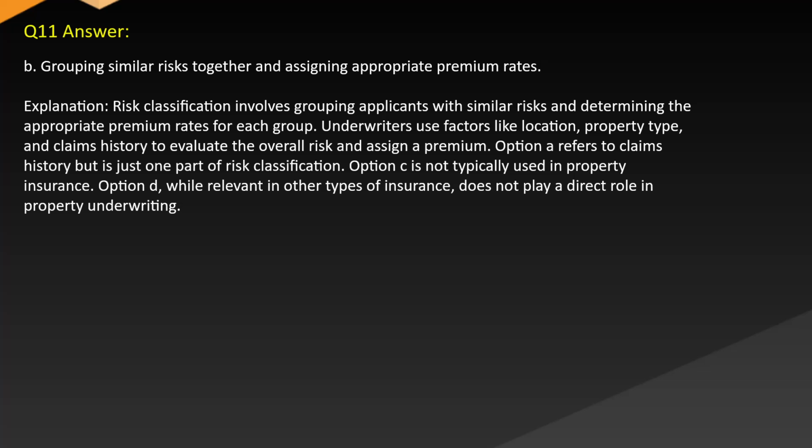Option A refers to claims history but is just one part of risk classification. Option C is not typically used in property insurance. Option D, while relevant in other types of insurance, does not play a direct role in property underwriting.